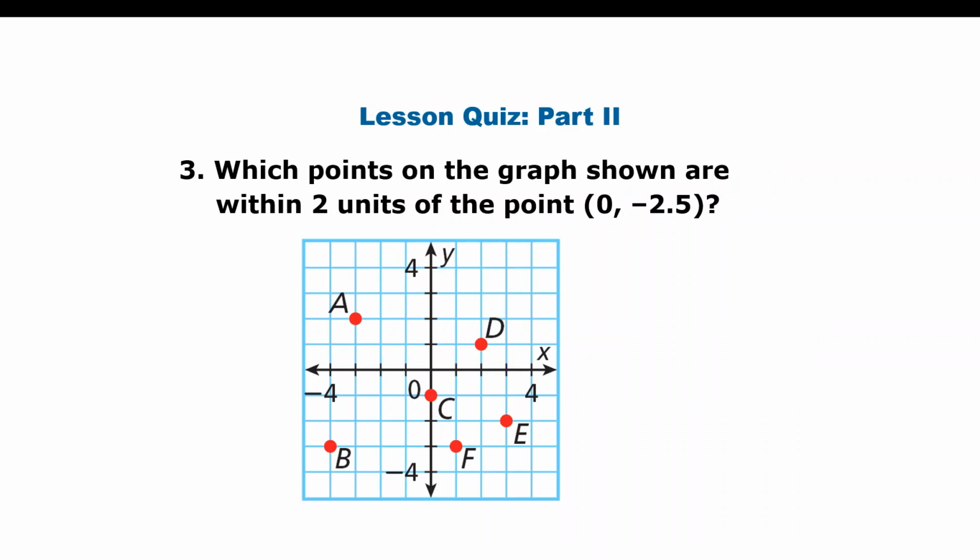All right, and here's one more for you. Which points on the graph shown are within 2 units of the point 0, negative 2.5? So turn that off and do that real quick. Okay, so let's take a look at where that point is. 0 over, 0 down 2.5. 1, 2.5. All right, so here's our point, and we need 2 units. So we're going to go 1, 2 this direction. 1, 2 this direction. 1, 2 this direction. And 1, 2 that direction. So here's our circle. And you can see that the points C and F are within there. So your answer is C and F.